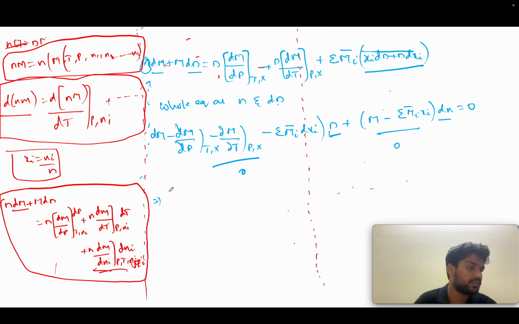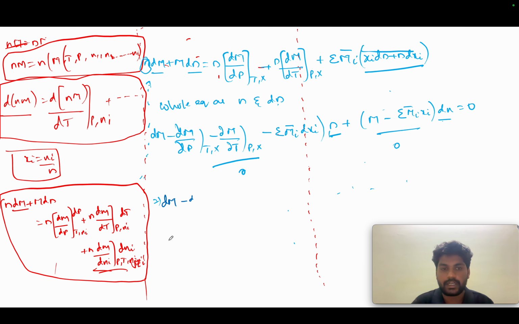let me know if there are any doubts in the equations. It will be easy for me to explain also. So dm, sorry, I will write this as, just assume that I am writing this as a and this as b. It will be easy for us. So this as c. So dm minus a minus b equal to 0. So here it is m minus sigma mi xi equal to 0.